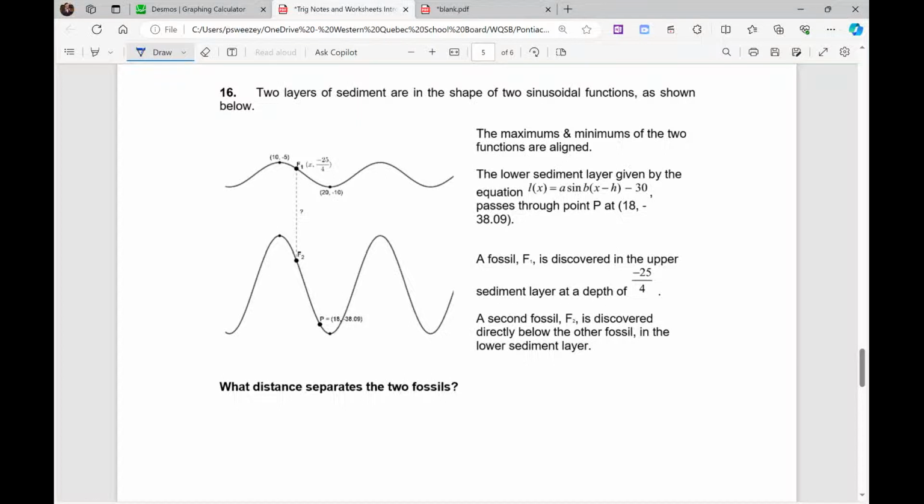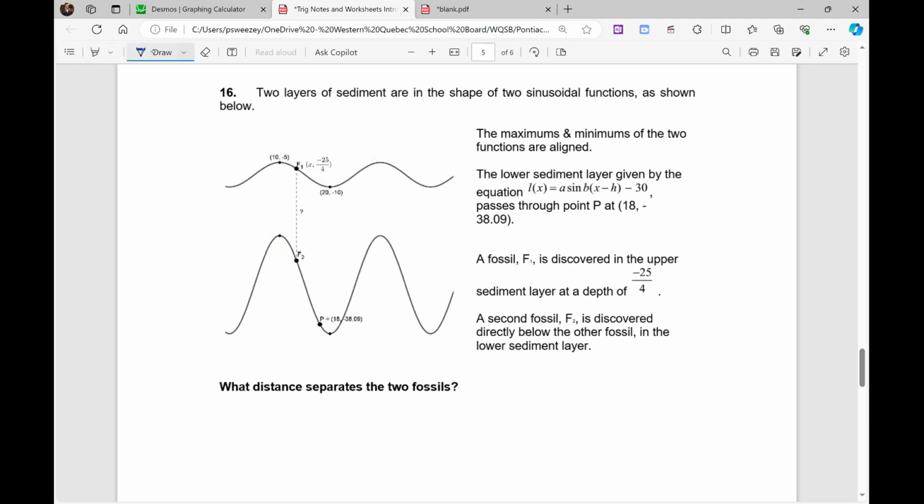These more complicated ones. And what's nice about this one is even if you get stuck on the lower sediment layer function, you can still get a good chunk of the way through this. We can start with that. We know on this one that they are vertically aligned. The maximums and the minimums are aligned. So what that means is the peaks and the troughs are all aligned with each other.